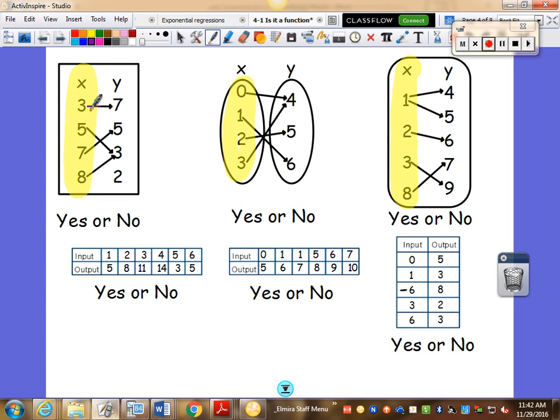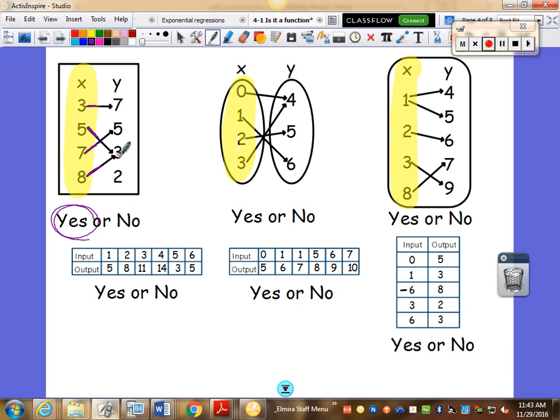How many arrows are coming out of the 3? Just 1. How many arrows are coming out of the 5? Just 1. How many arrows coming out of the 7? Just 1. How many arrows coming out of the 8? Just 1. So that's a function. It does not matter what's going on over here in the y column. It is to trick you to say, oh, but there's 2 arrows pointing at the 3. That's a y. We don't care.